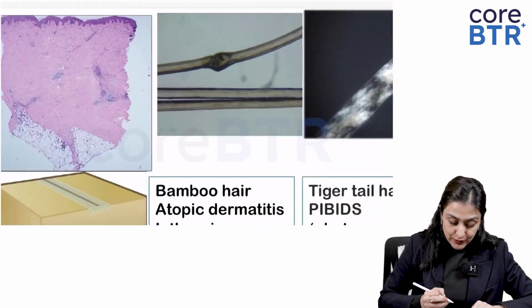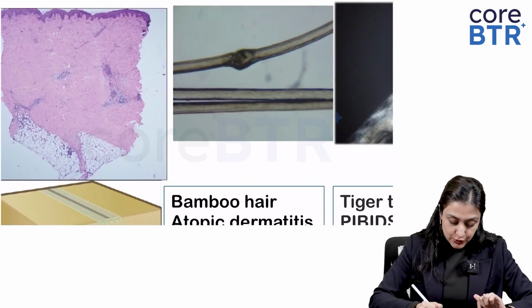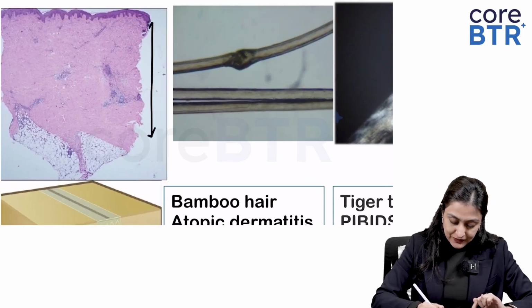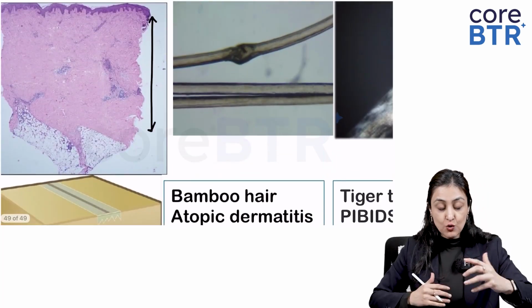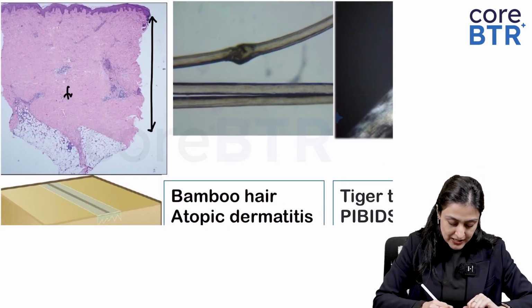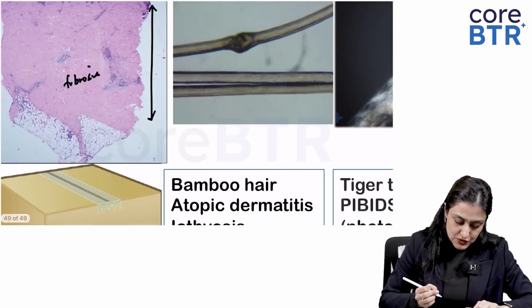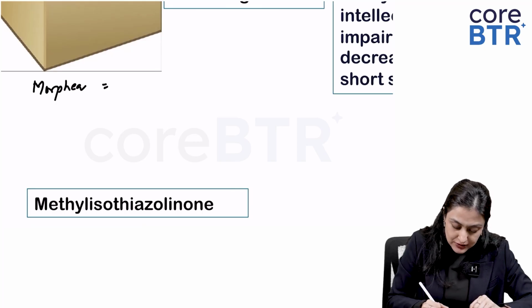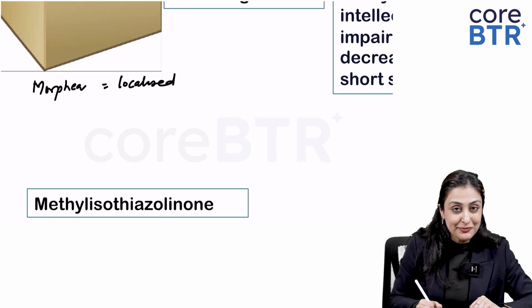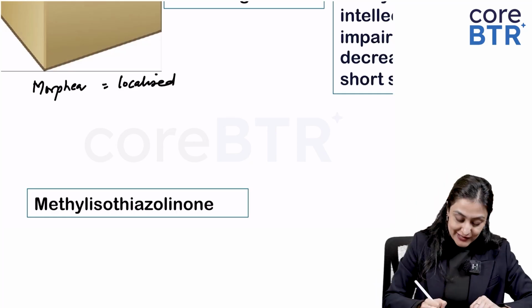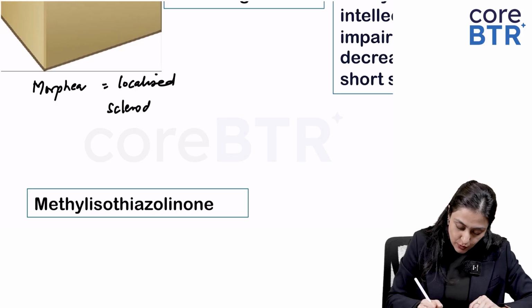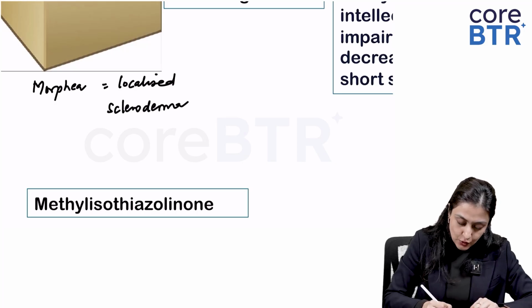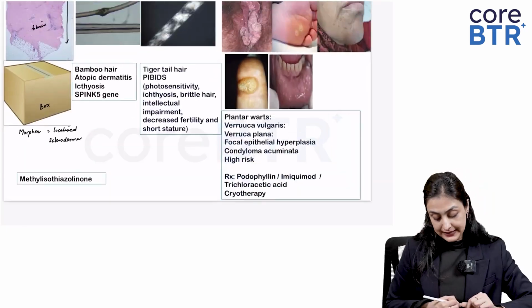NEET 24 question, you have a focal fibrosis, and you can see how it looks like a box. There is so much fibrosis. So this is where you have fibrosis. This is morphea. So morphea, this is localized scleroderma, not scleroderma, remember? So this is morphea, and this sign is called a box sign.